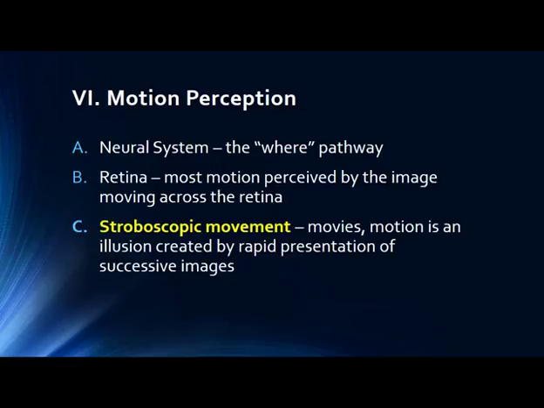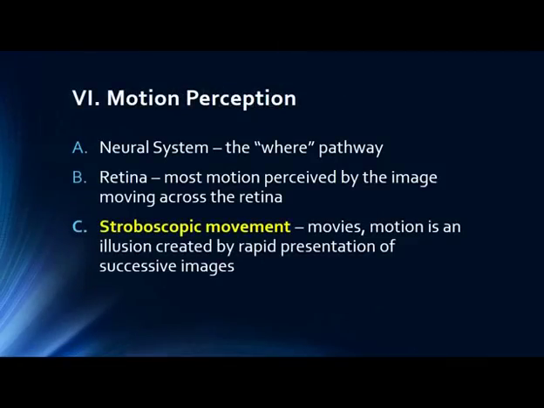But we actually can create the illusion of motion by rapid presentation of stimuli. In fact, that's how those motion pictures we're so fond of were originally created, by this stroboscopic movement. That is, this rapid presentation of successive still images creates the illusion of motion. So by simply rapidly presenting images that change slightly, you get this illusion of movement. That's how animation works, claymation, all of that.